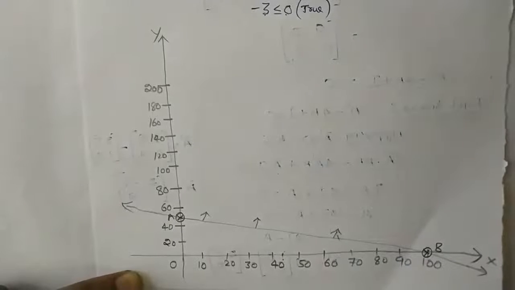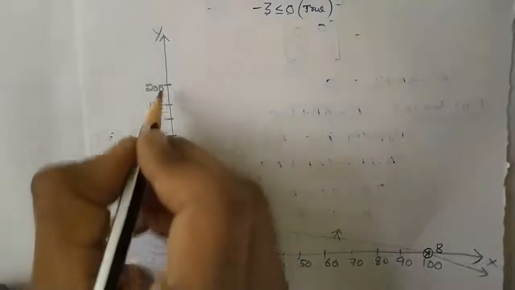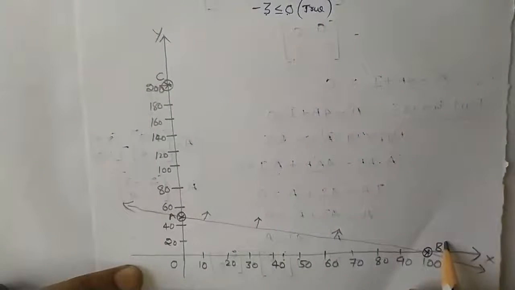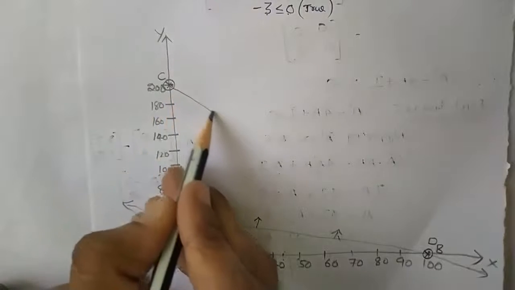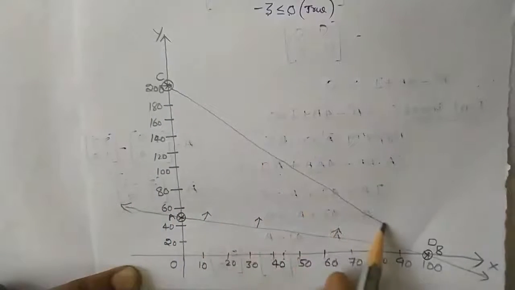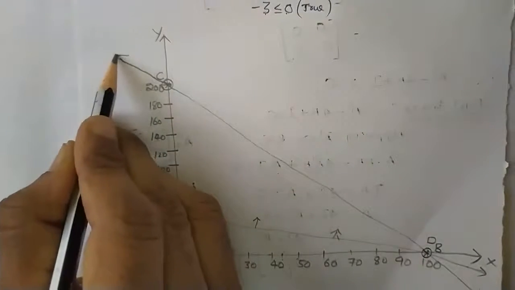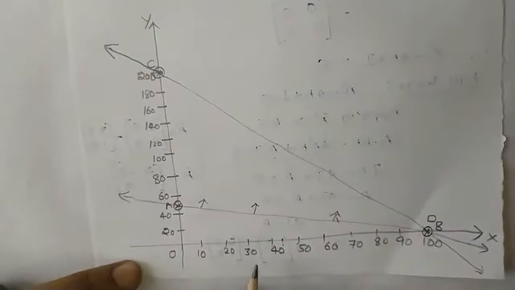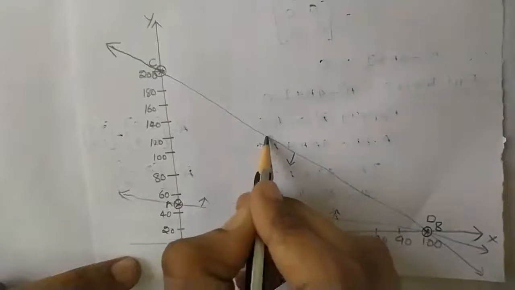Next, see the third inequality. Point C is 0, 200. X is 0, y is 200. It is the point C. Point D is 100, 0. Now join C and D with the help of a scale. I don't have a scale, so I'm just roughly drawing. Next, this inequality is true. If it is true, then the region will be towards the origin.